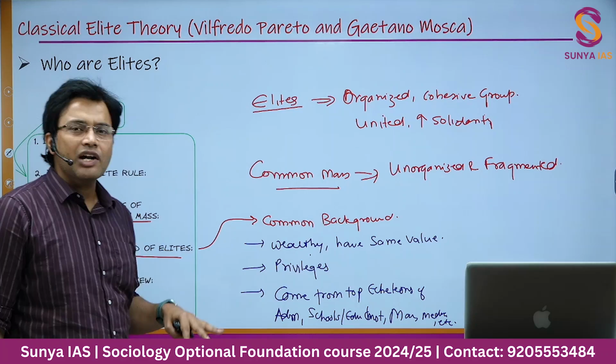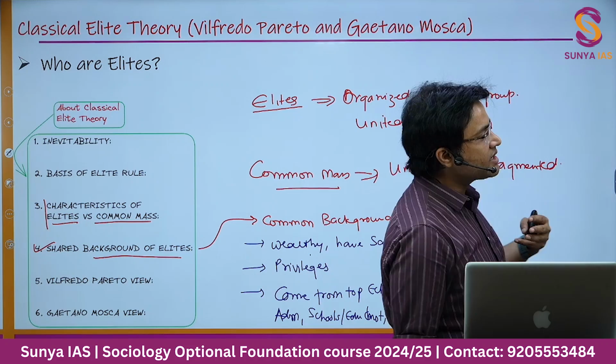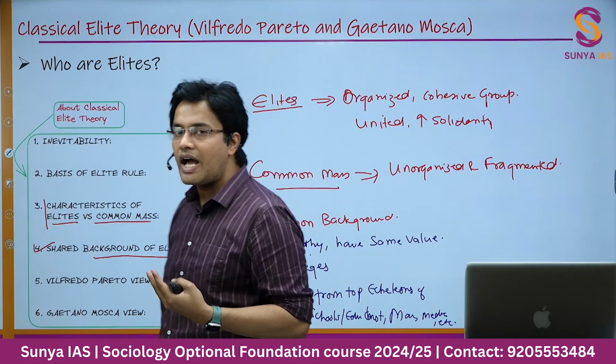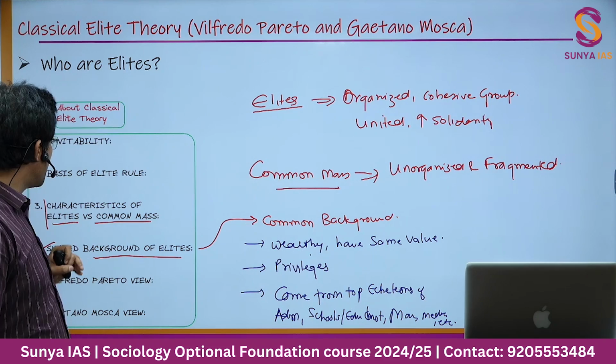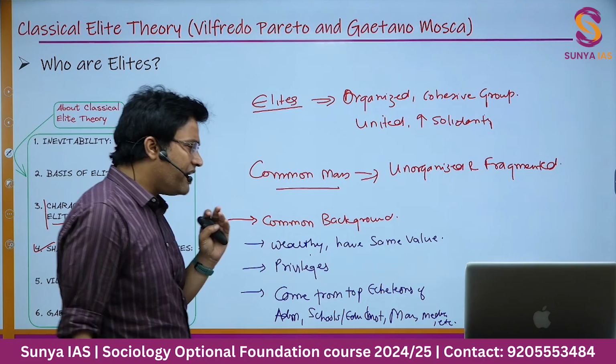And remember, all these features that I've talked about are basically the features given or shared by Vilfredo Pareto and Gaetano Mosca only, right? So inevitability, basis of elite rule, characteristics of elite versus common mass, shared background of elite. These are very easy, friends. There's no rocket science involved here.